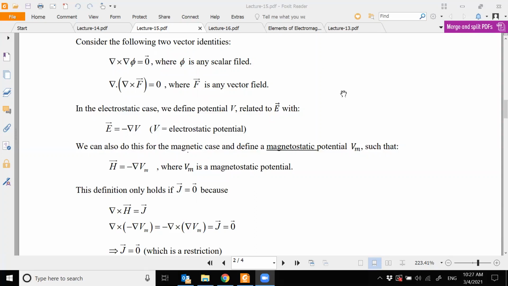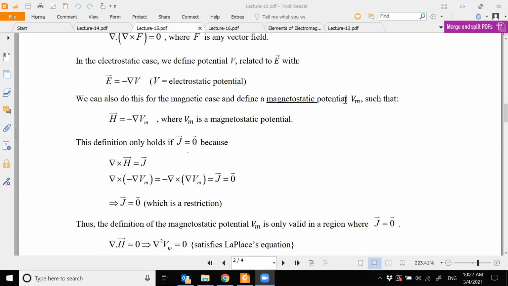Now we are just following what we did in electrostatics. In electrostatics, we said that E is equal to minus del V. This is coming from electrostatics, where V is the electrostatic potential. This is how I defined V. V is an electrostatic potential, and in electrostatics, it's a scalar quantity.